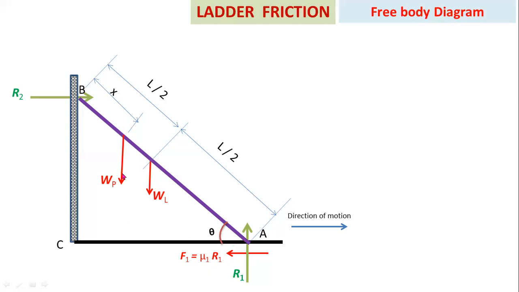In a similar way, this ladder moves downward, so the direction of motion of the ladder is downward, so you have to consider opposite frictional force at point B. Here this is the direction of the frictional force. The direction of motion of the ladder is downward, so you have to consider upward frictional force.